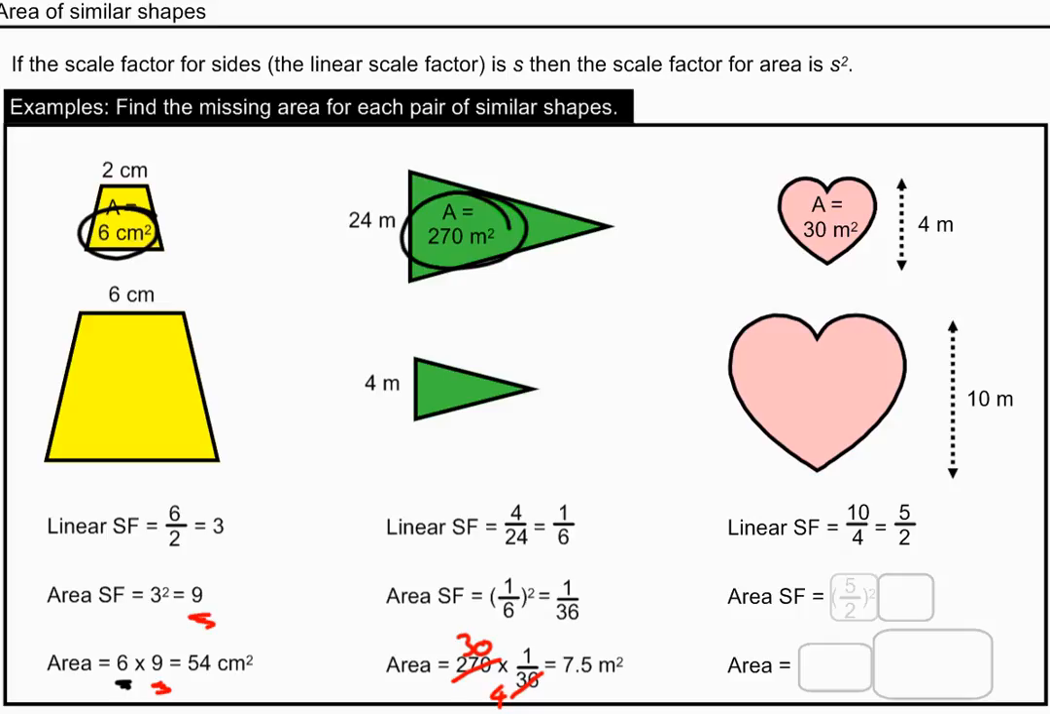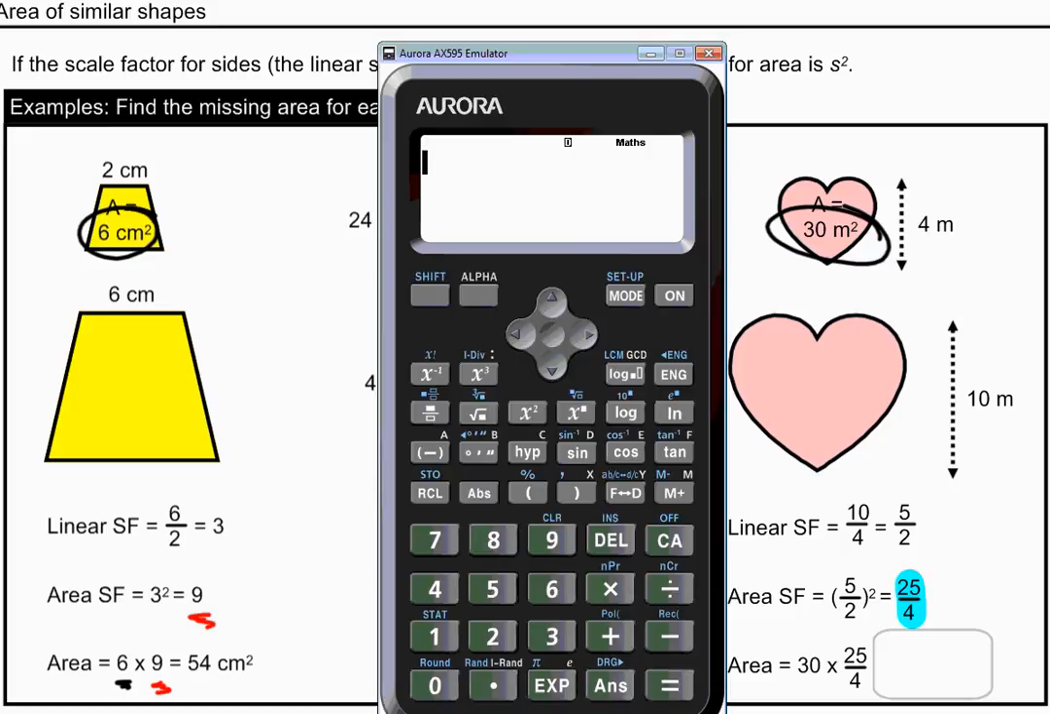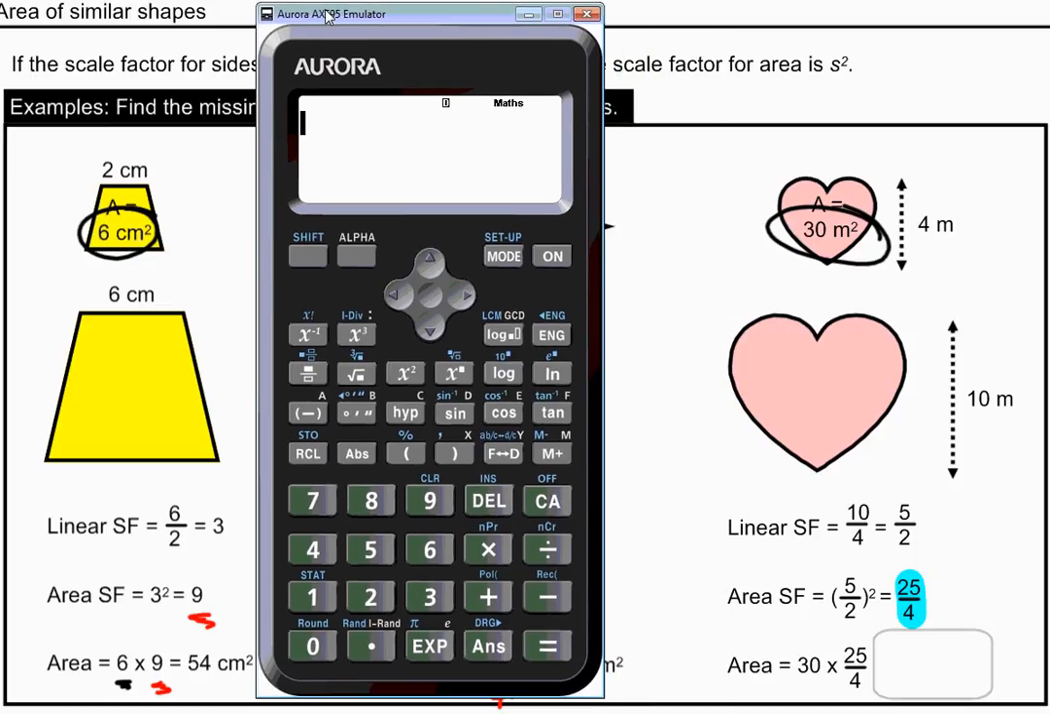So my area scale factor would be that squared. 5 squared would be 25, 2 squared would be 4 on the bottom. So I would need to take the area of the small shape and multiply it by my area scale factor. In this case, you would probably see numbers like this in a calculator paper. So you could be using a calculator for these types of questions.